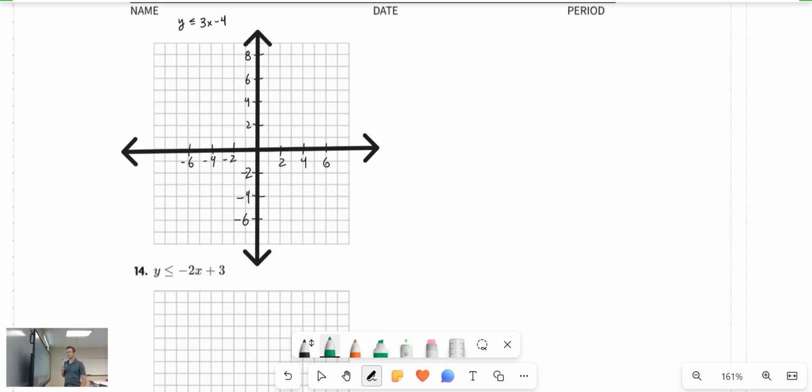That's great news because it's much easier, at least on this board, to graph solid lines than dashed lines. I think I'm going to sneeze again. Thank you. If you just say God bless you in the video, thank you very much. It's very polite, so I appreciate it.